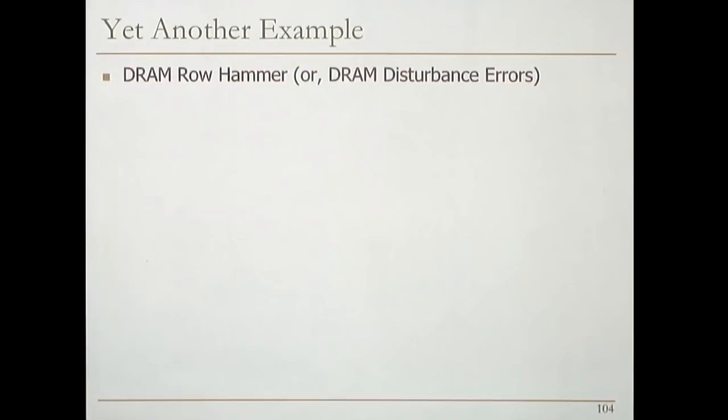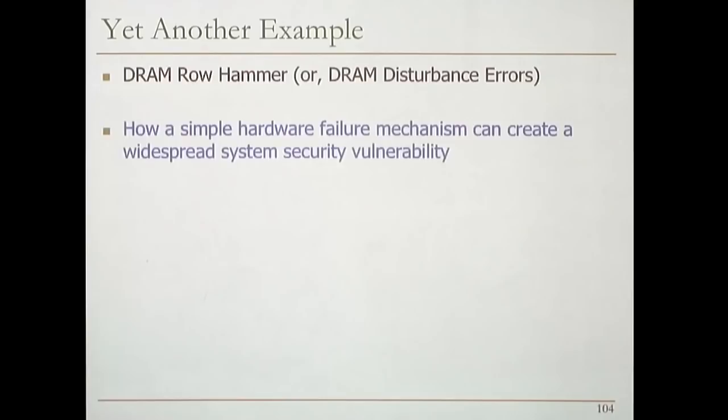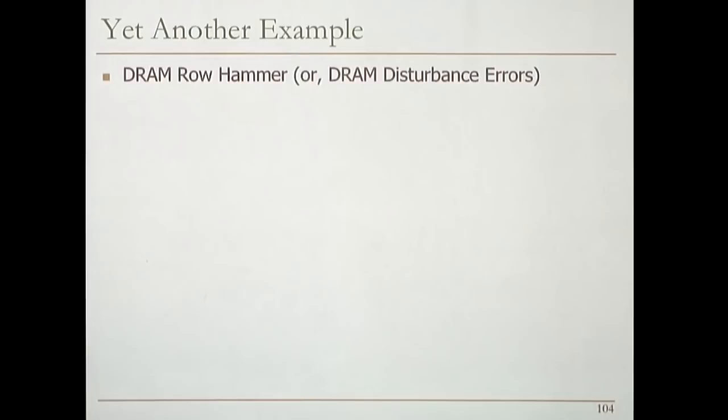So let me give you another example. I'm again picking things from memory because, again, this is a major bottleneck. We'll see more of other stuff later. So this is the Rowhammer problem. How many of you have heard about this, Rowhammer? Oh, cool. Where did you hear about that?